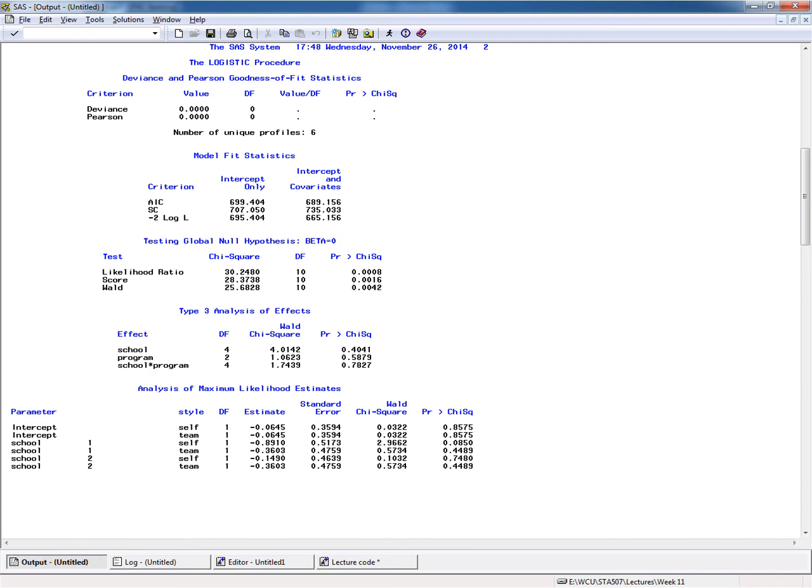We should dig deeper. We go ahead and dig deeper by looking at the type 3 analysis of effects. And what the heck? I thought our very significant global tests indicate at least one of our variables is significant, but none of our variables are significant? That's weird. Oh, of course, because these are type 3 p-values. So they're not saying that those variables are completely useless in our model. Those variables are saying, for example, the school one does not add anything above and beyond program and the interaction between school and program.